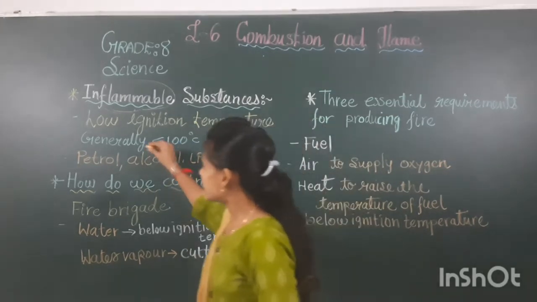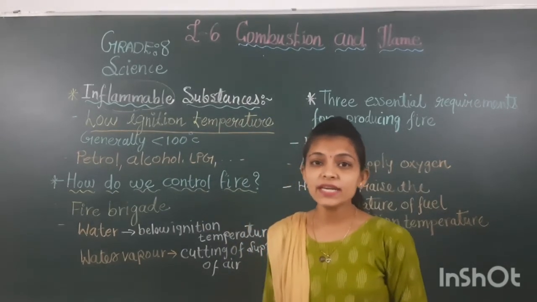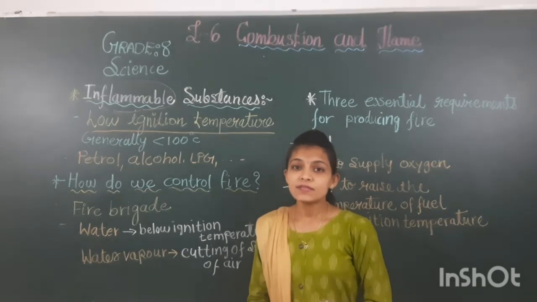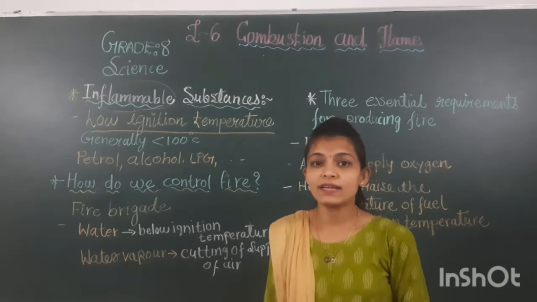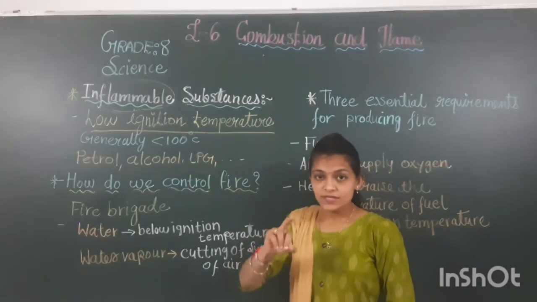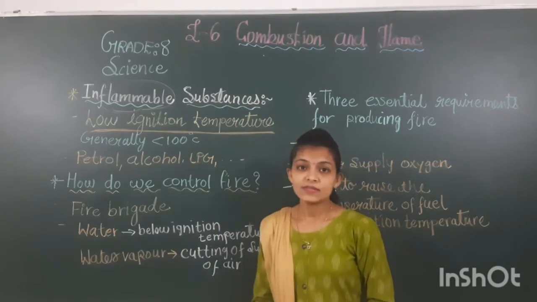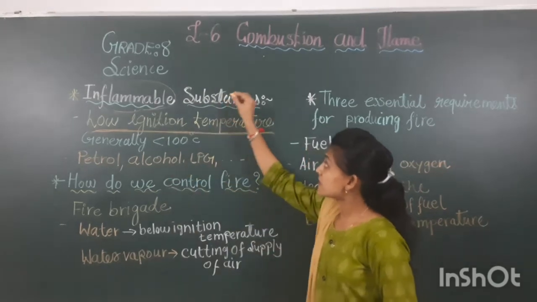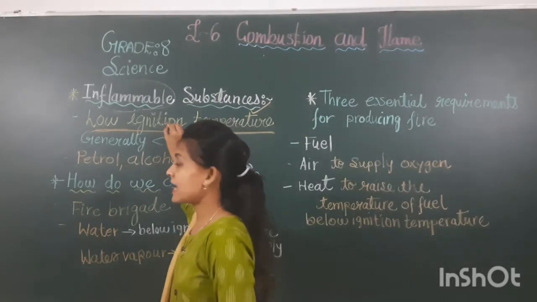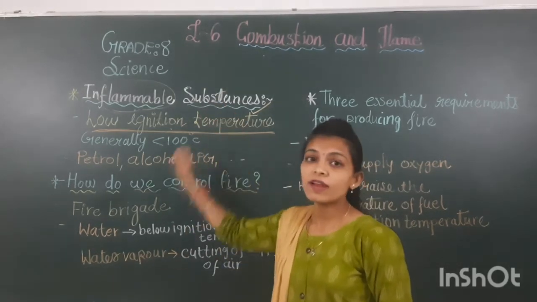Let's see its definition. The substances which have a low ignition temperature. Remember what ignition temperature is? Ignition temperature means the temperature at which a substance starts producing fire. This low temperature is known as the ignition temperature. So, inflammable substances are the substances which have a low ignition temperature and catch fire very easily. These are known as inflammable substances.